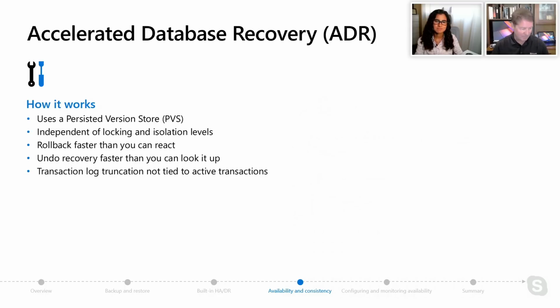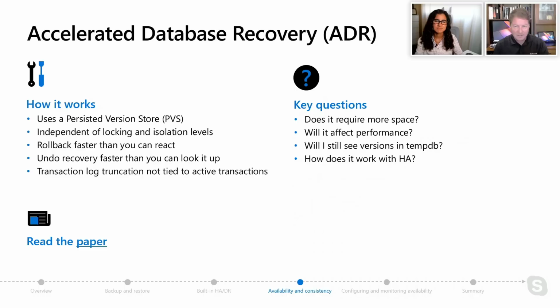Now, I get a lot of questions about this stuff, like how fast is it? Does it require more space? Do I see versions in TempDB? Does it work with availability groups? The answer is yes. But here, I love the cop-out I made in this scenario. Here's what I did. I just point people to the white paper. Why would I do that? The engineering team that wrote the code and built the technology built a white paper called Constant Time Recovery, which was the initial version of this project.